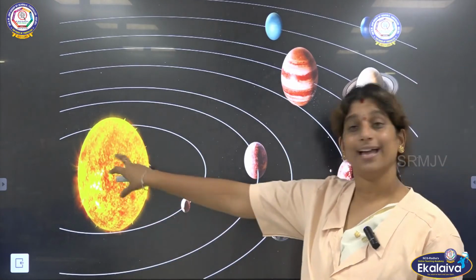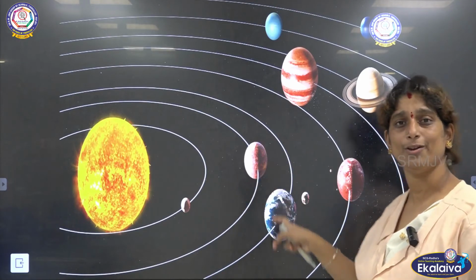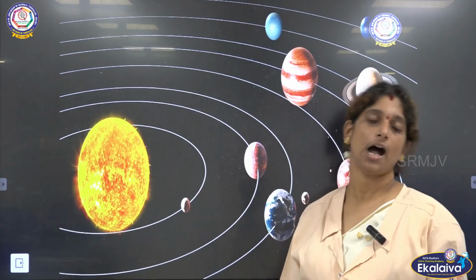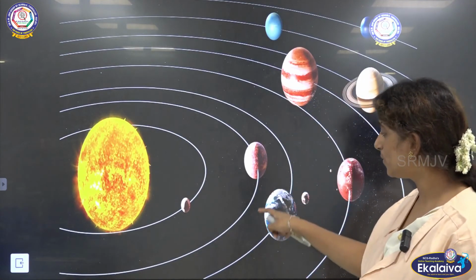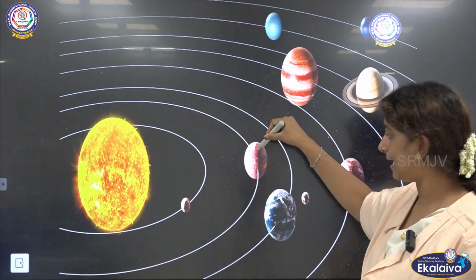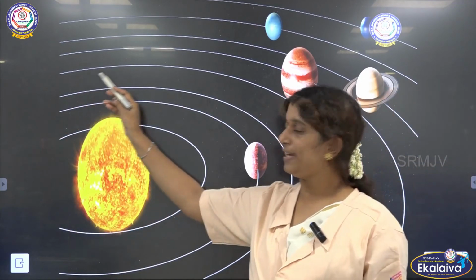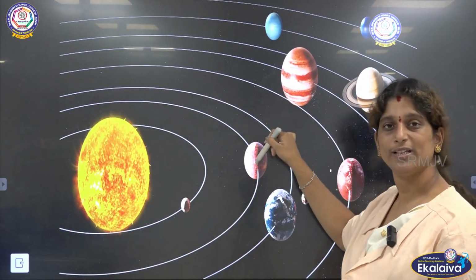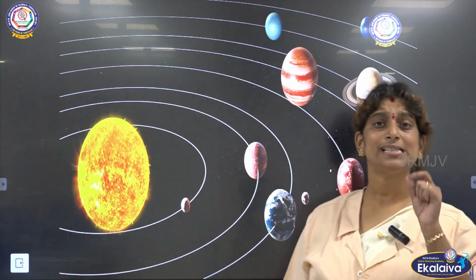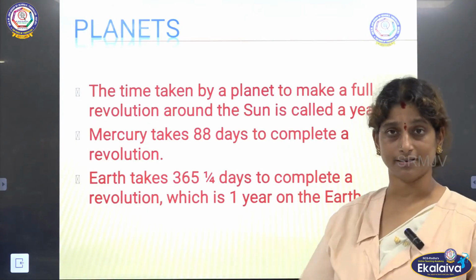Here you can see the sun at the center, and you can see the lines, and on each line you can see one planet. These lines are called orbits, and the planets go along their lines. If this is the starting point, the planet will go around the sun, complete one full round, and come back to its starting point. That is called one revolution. This revolution period is usually called 1 year.